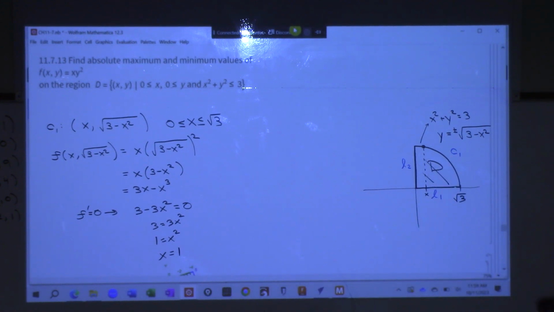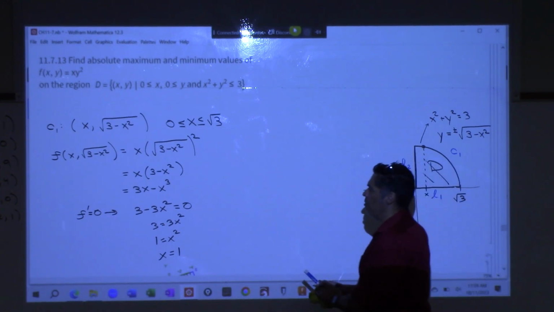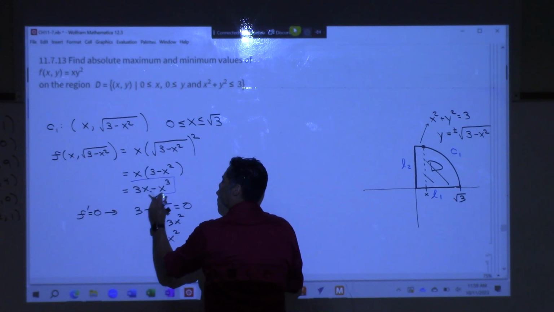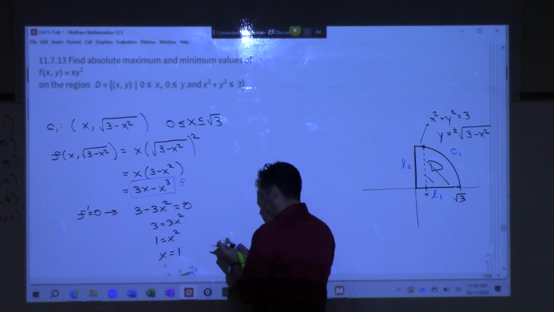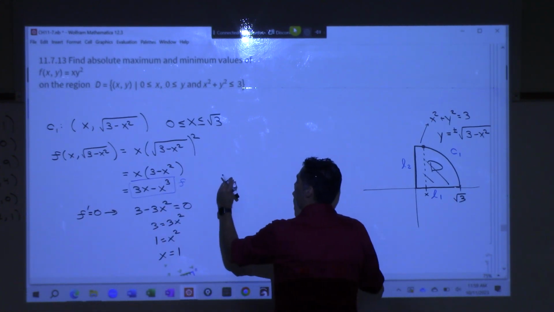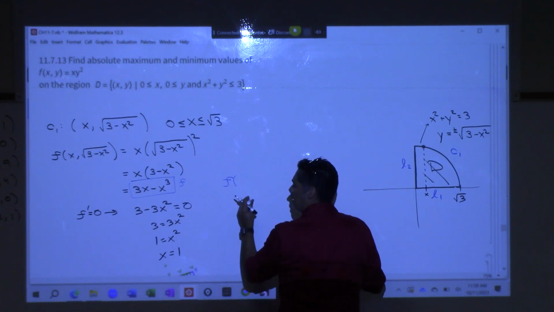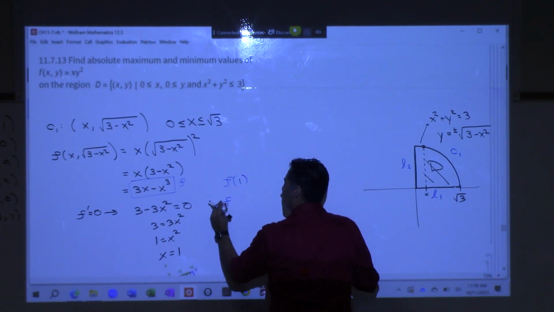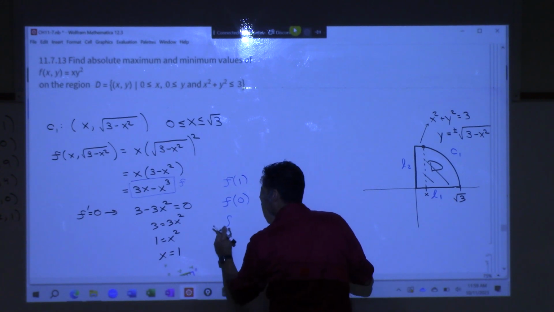Okay, what else? Don't have to check the endpoints? Yes? Okay. So in blue, this is the thing I'm treating right here as my function, f. I'm now going to take my f and evaluate it at 1, my f evaluated at the 2 endpoints.